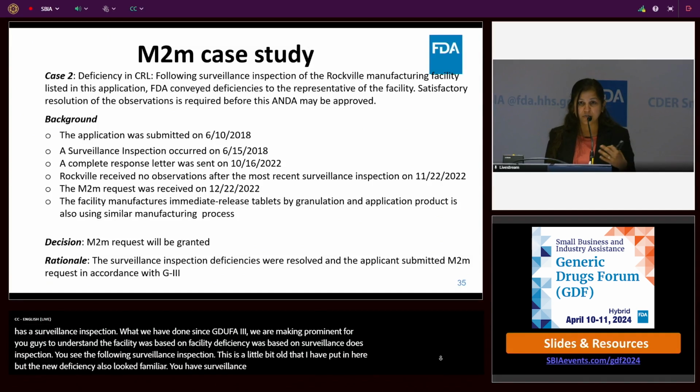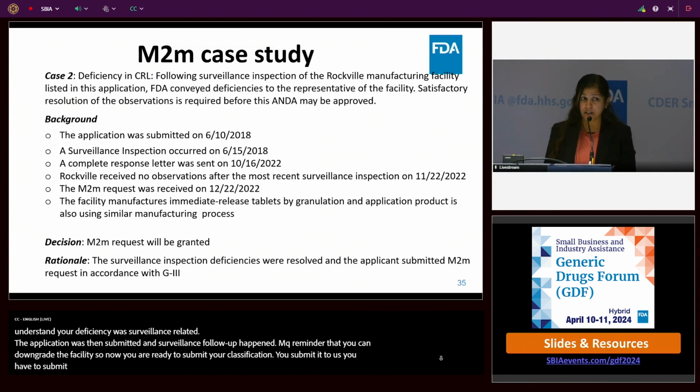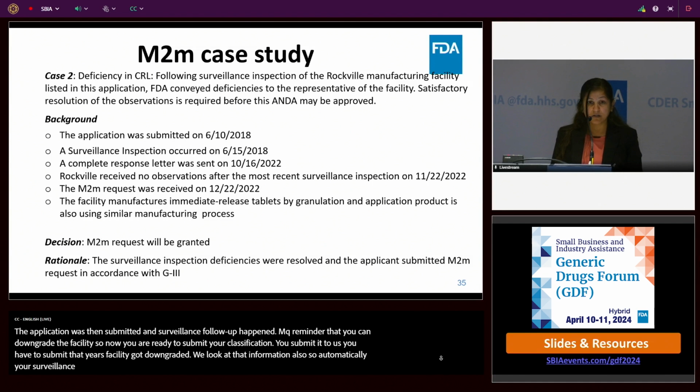The application got submitted, then the follow-up surveillance inspection happened. OMQ ORA determined that we can downgrade your facility from OAI to VAI. So now you are ready to submit your M2M classification, right? You submit it to us. You have to submit that your facility got downgraded. We look at some other information also. So automatically, your surveillance inspection is VAI. If there are some other residual concerns from process or product, we may deny that.